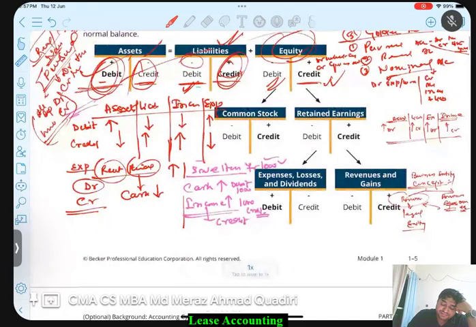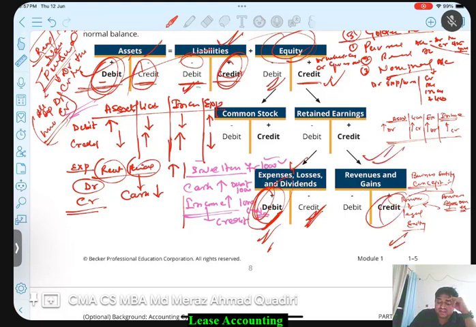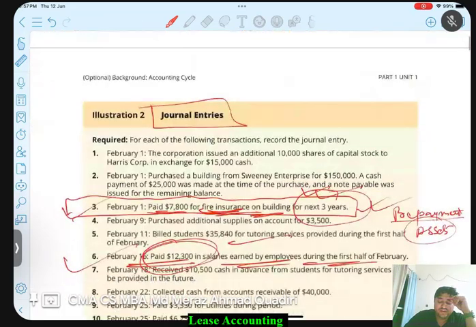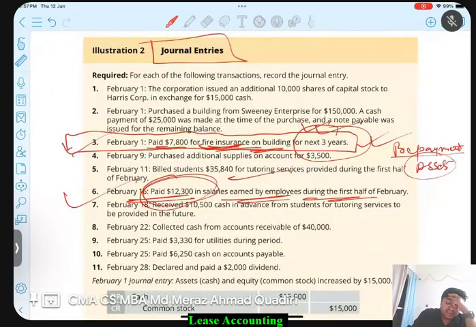Now coming to the expense, the nature is debit has to be increased and credit has to be decreased. The revenue and gain has credit has to be increased and debit has to be decreased. So this is the way to understand. So now we are taking some examples.